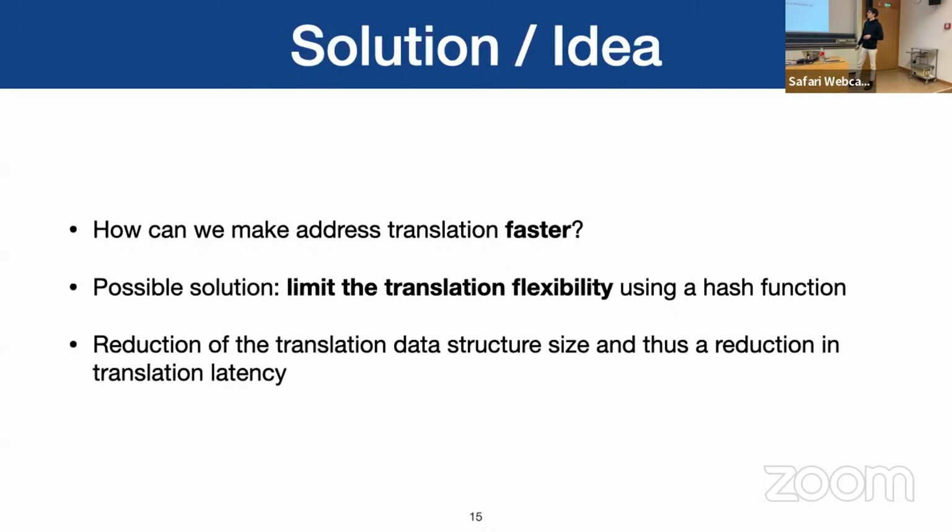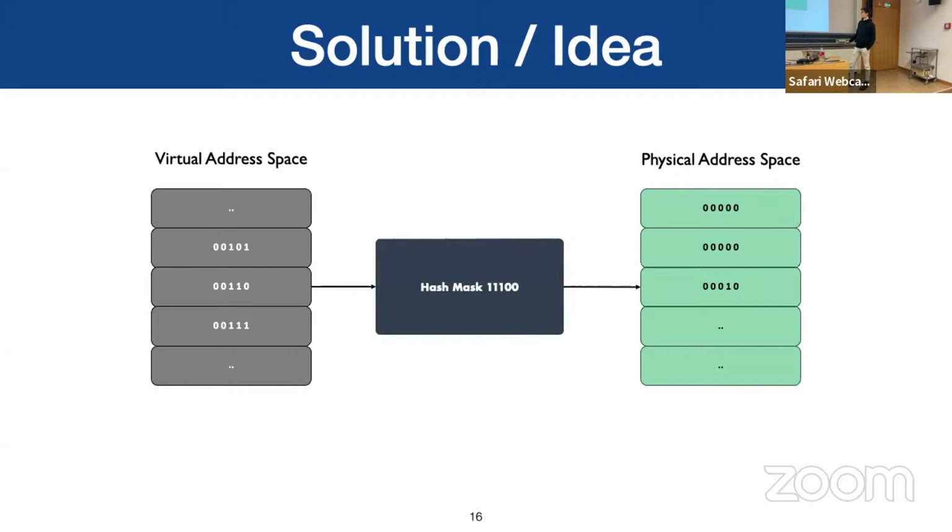So how can we make address translation faster? Well, a possible solution is to limit the flexibility. We don't have to use a fully associative mapping. We could also use a hash-based approach where we map our virtual addresses through a hash function to obtain a physical address. And that way we would drastically reduce the size of the translation structures because we wouldn't need page tables anymore. This could look like the following.